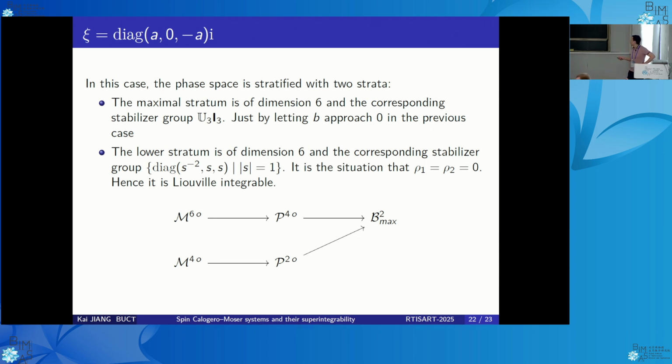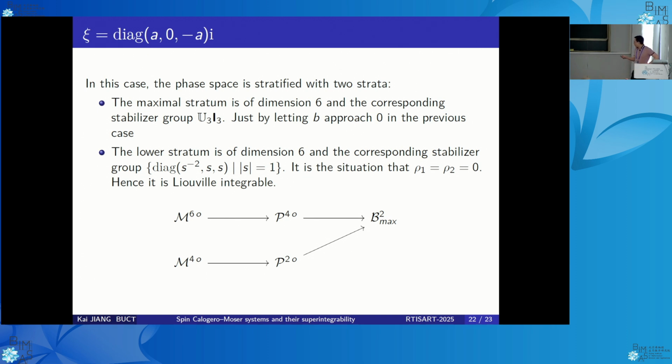Sorry? The lowest stratum is of dimension 4. Yes, okay, not 6. Here, the lower dimension is dimension 4. Here is dimension 6. This is a 6-dimensional stratum, and this is a 4-dimensional stratum. The second bullet says dimension 6, so it should be dimension 4, right? Yeah, you are right. This is dimension 4. Thank you.